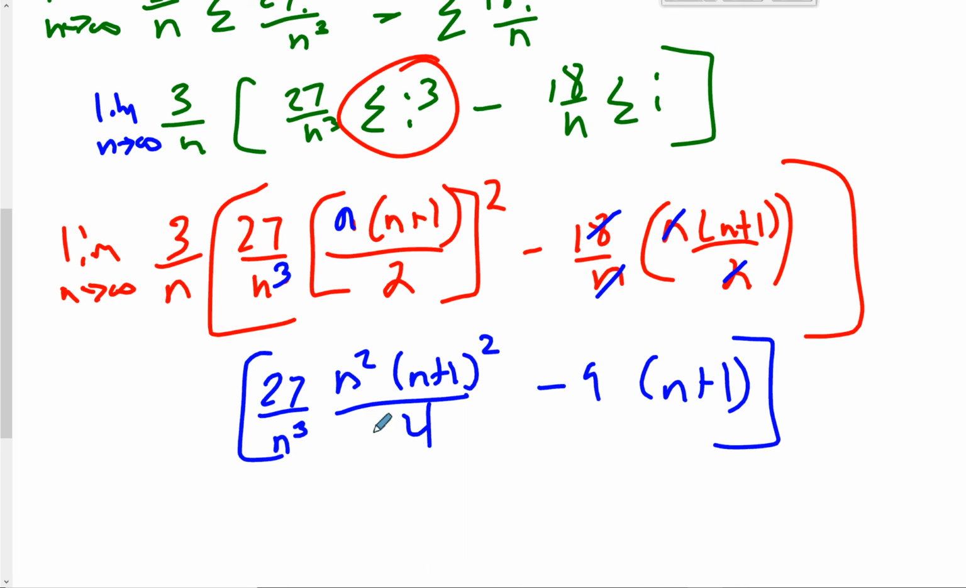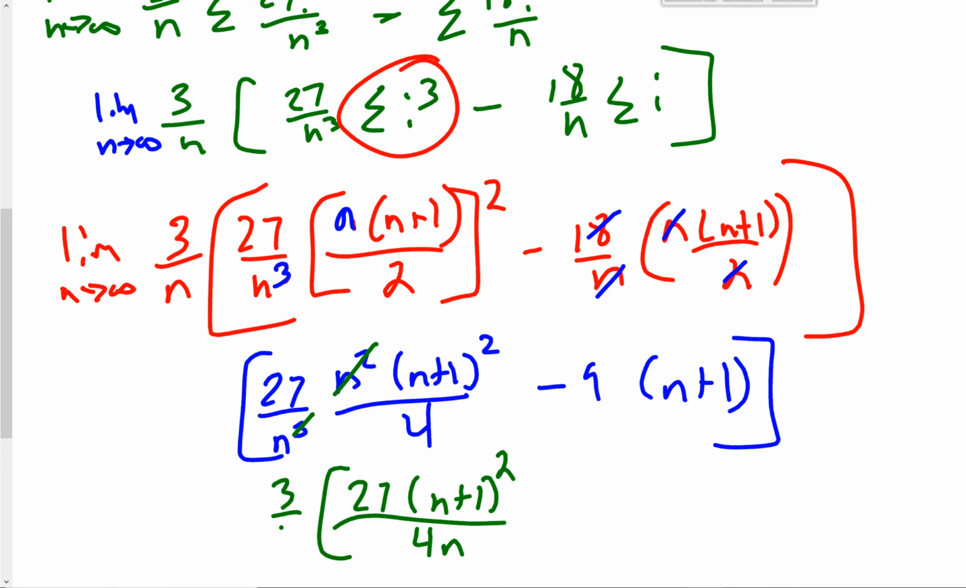Okay, so this becomes basically 27, 4 can't cancel. So it still says 27, but these 2 can cancel with 2 of those. And this is a quantity squared, right? So if I have to FOIL that out, okay, and then just 4 on the bottom. I still got my 3, the limit as n goes to infinity of 3 over n times both of these.